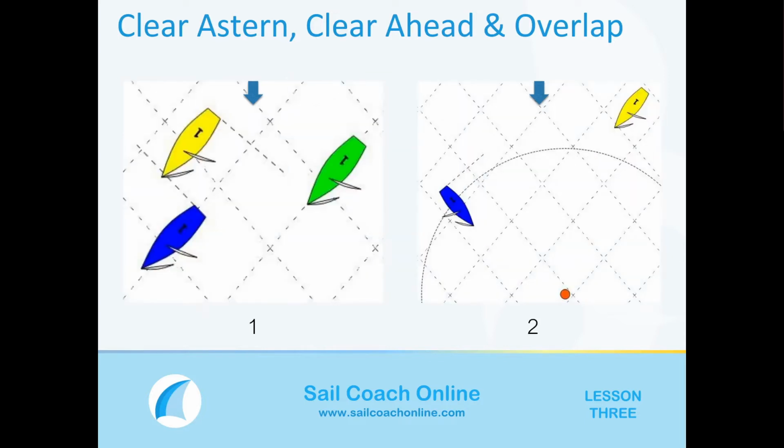In the next set of examples, here in diagram 1, because the yellow boat is not between the blue boat and the green boat, the blue boat is overlapped by the yellow boat, but not by the green boat. And then lastly, in diagram 2, they're both on opposite tacks, 90 degrees or more off the wind, and they are overlapped because of Rule 18. They're coming into a mark.